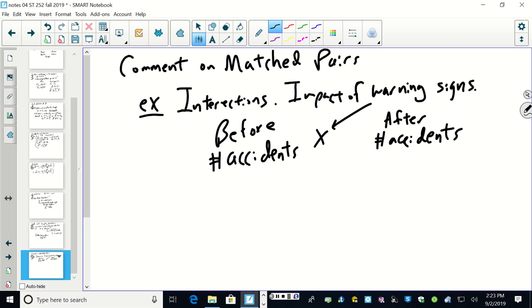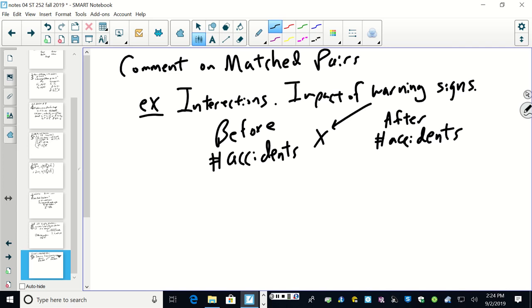You do the simulation of the null hypothesis. There's no difference, but the decrease is a lot larger in magnitude than you typically would see under that randomization. Can you conclude then that the warning signs decrease the number of accidents? Why not? Because it's not a causal study, you don't know what other factors might have gone into place.